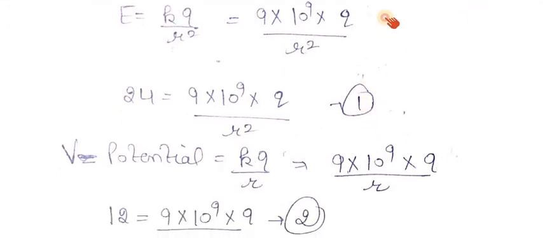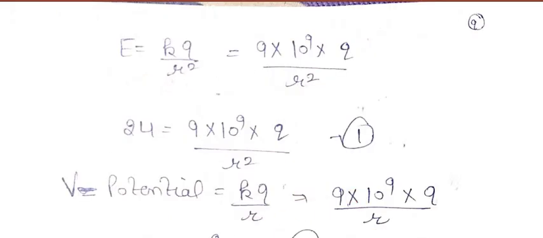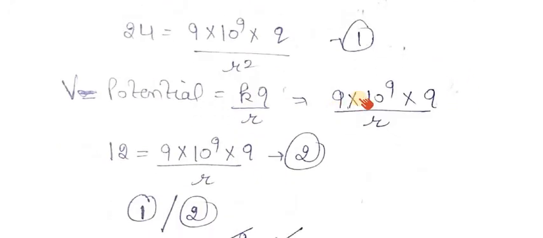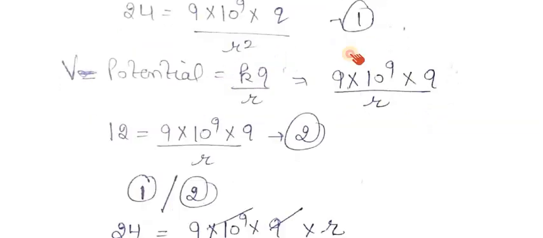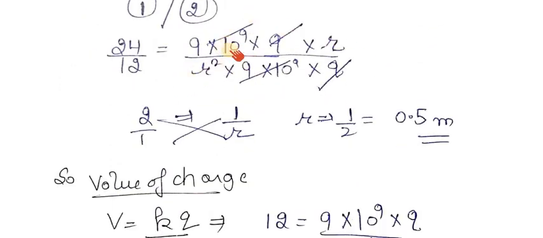Now just come to the potential expression, that is kq by r. As you see the difference, kq by r here and here r square. Please remember the formula of electric field and potential, don't forget. 9 into 10⁹ q divide by r. Just divide first and second equation, you will get the distance formula. When all the things are cancelled with each other, 1 by r will be left, so you will get distance is equal to 0.5 meter.